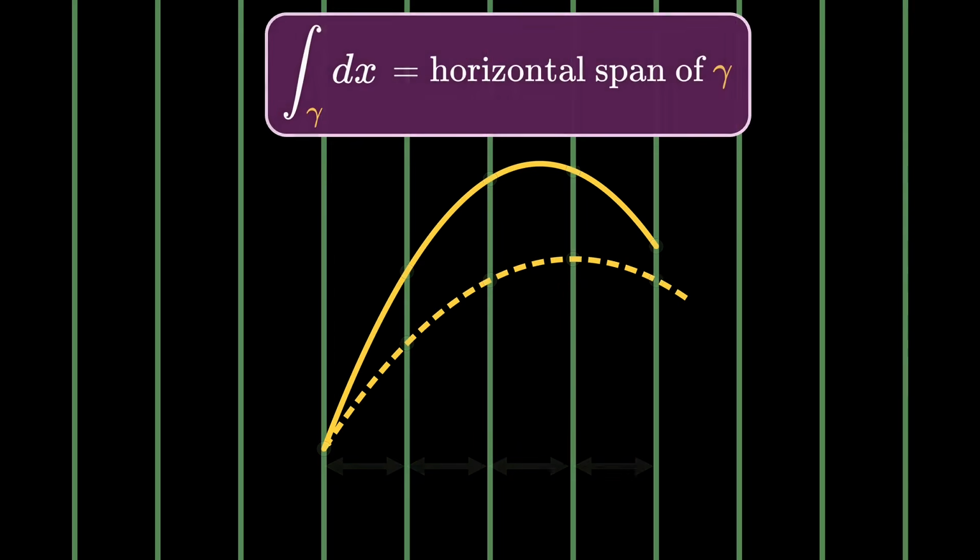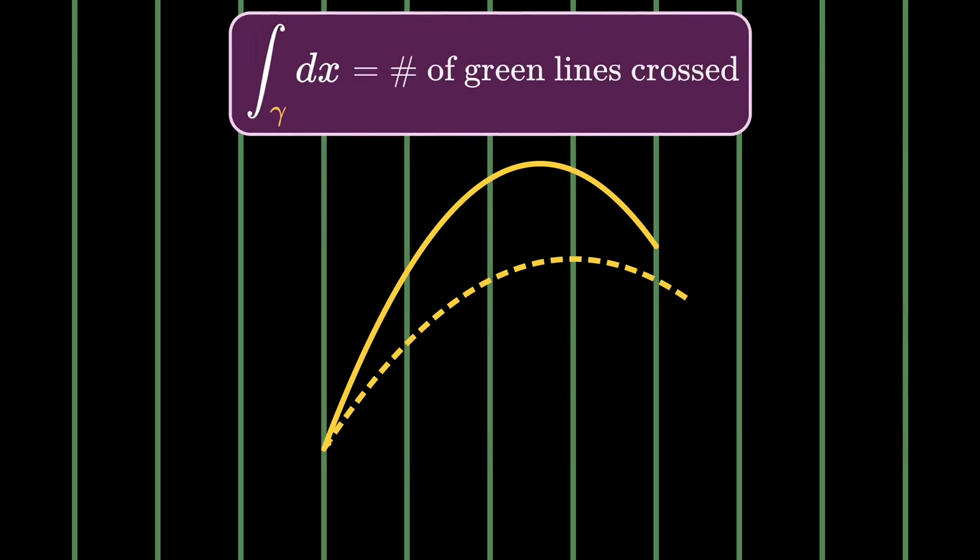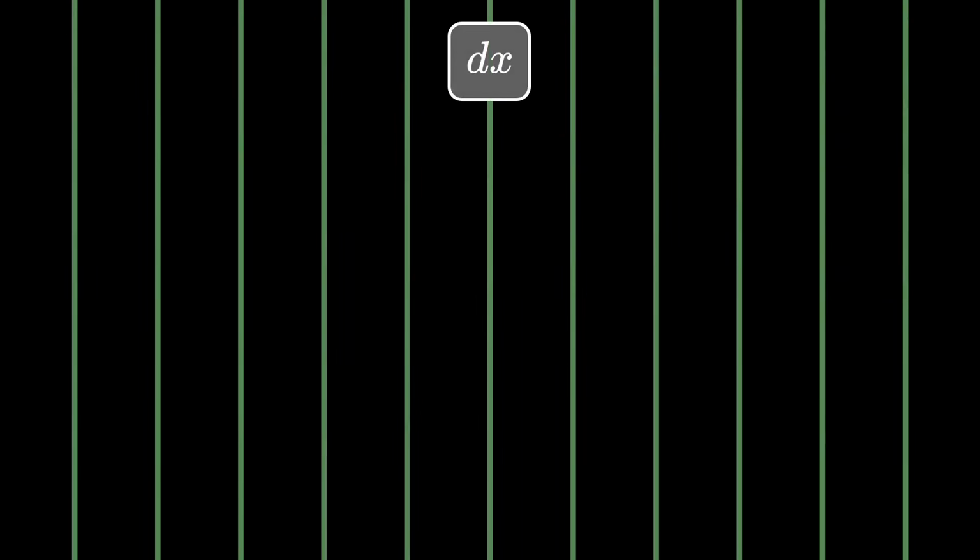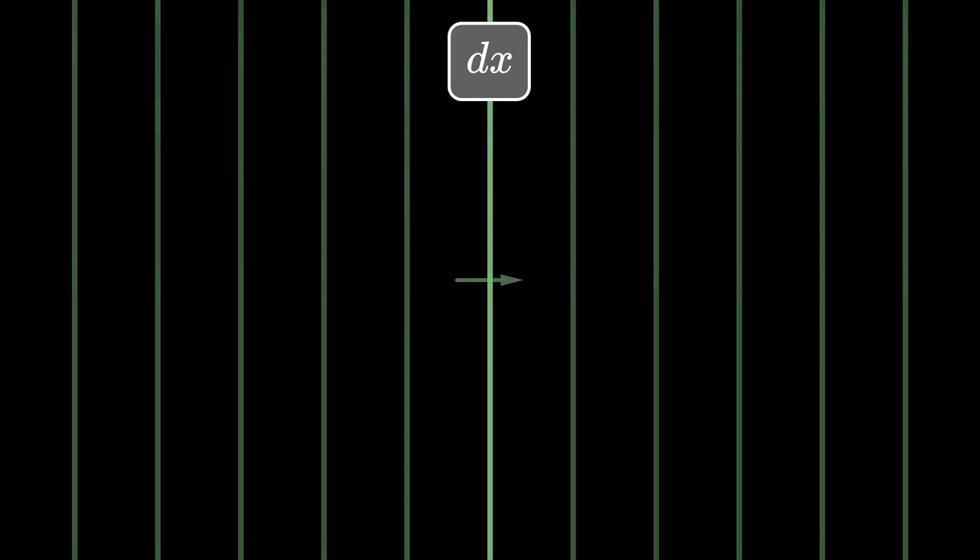Now, the integral of dx along a path gamma can instead be computed by counting the number of vertical lines crossed. So this is how dx can be visualized on the plane, and the orientation for each line is towards the right, meaning that if you integrate towards the right, this is counted as positive crossing, but integrating to the left is counted as negative crossing.